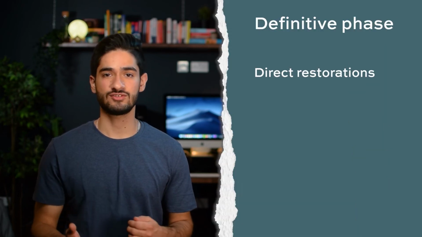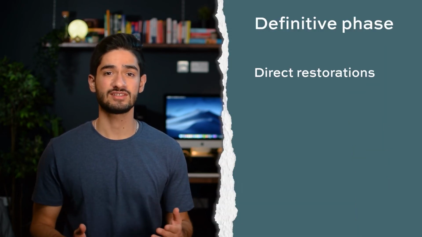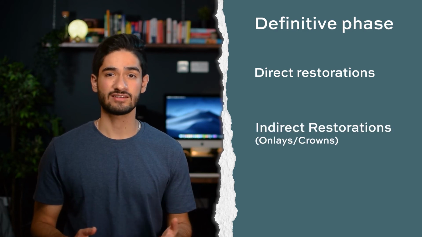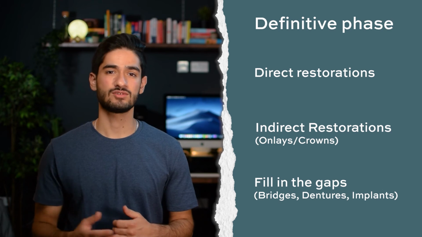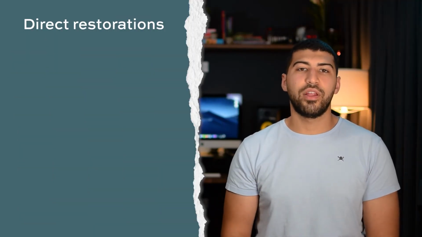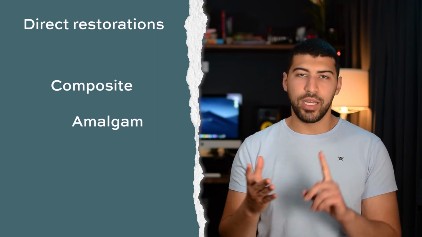The next phase of the treatment plan is the definitive phase, or as others might call it, the restorative phase. In this phase, you're looking to carry out any direct restorations which might have previously been stabilized with GIC, any indirect restorations like onlays or crowns, and you'll also treat any missing spaces with bridges, dentures, or implants. So let's start with direct restorations, and the main ones are composite, amalgam, and GIC.